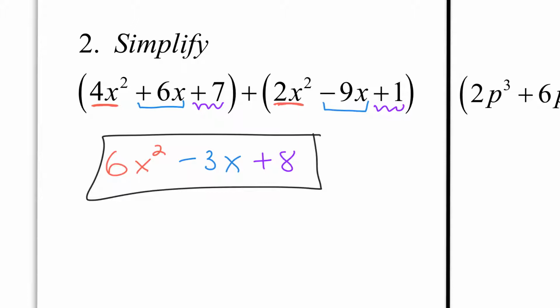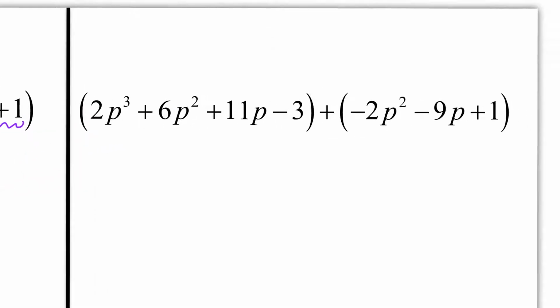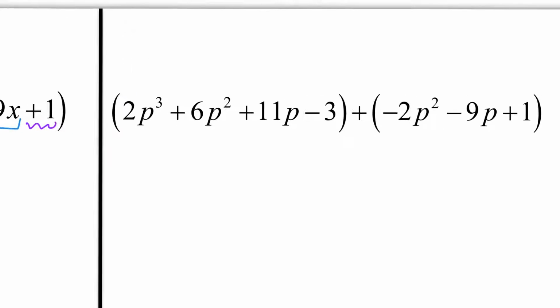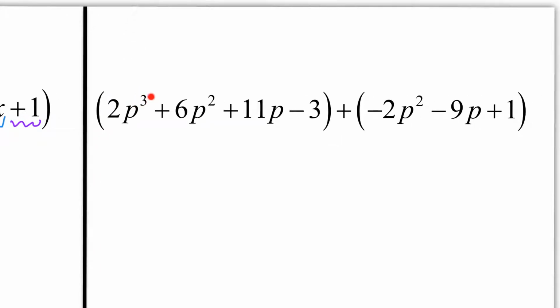So look at the next one. Same idea, same concept. You look for the highest exponent. You go down to the lowest one, and you combine like terms. And when you're combining like terms, you keep the same variable with the same exponent. So let's look at the highest exponent. The highest exponent here is a cube.